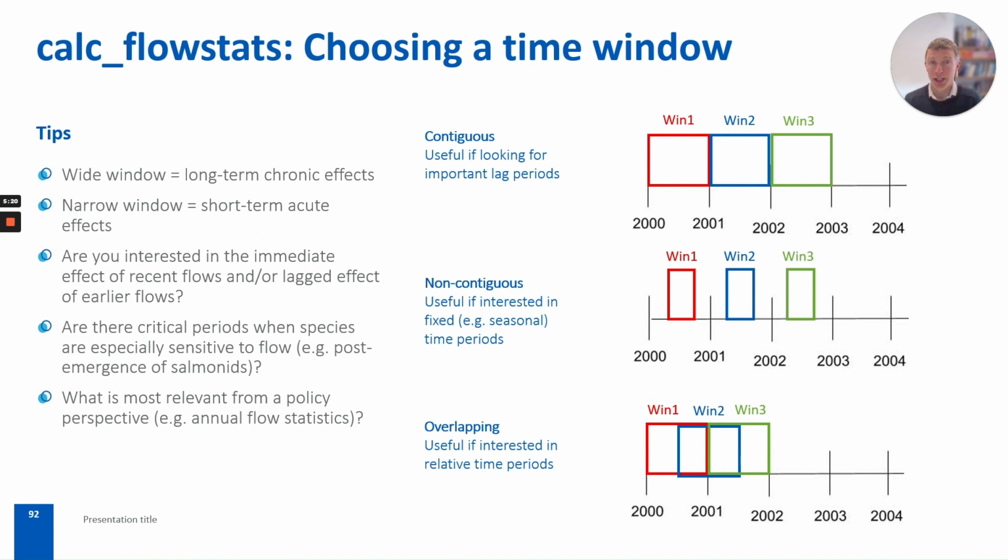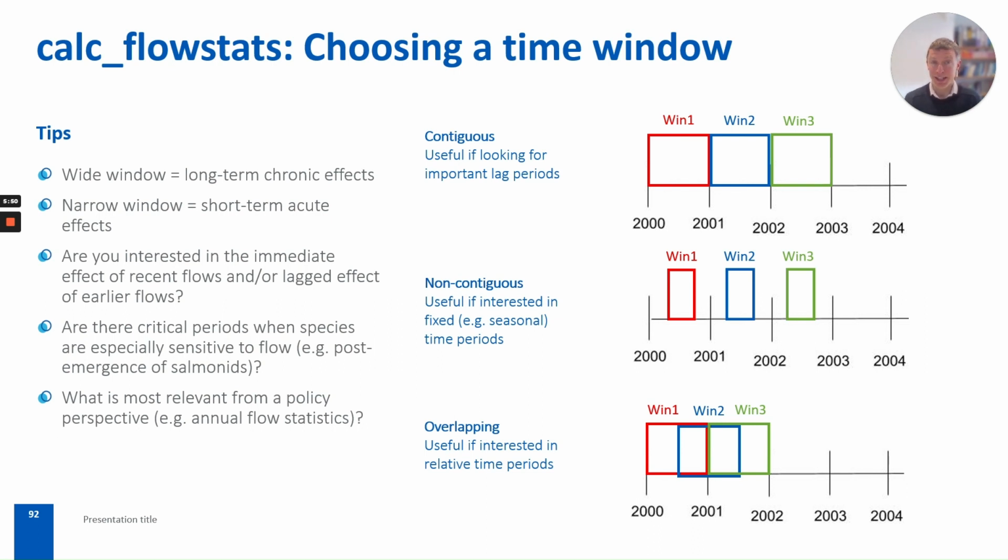Another consideration is to think about what we're going to use the model for. As well as thinking about the ecological aspects, we also might want to think about it from a policy perspective. If, for example, we were using hydro-ecological models to define a local flow target, then it might make sense to do that over an annual time period so that the results might be comparable with the default flow targets suggested by the Environment Agency's Environmental Flow Indicator.